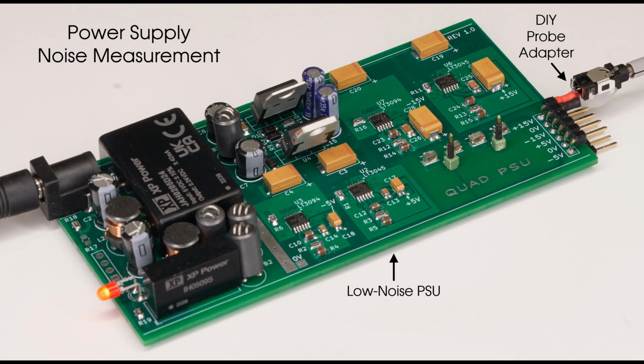To check out the capabilities, I connected the MXO to an untested low-noise power supply design. In hindsight, a coax cable and DC blocking capacitor might have been a better way to connect it, but I used a scope probe for this test.